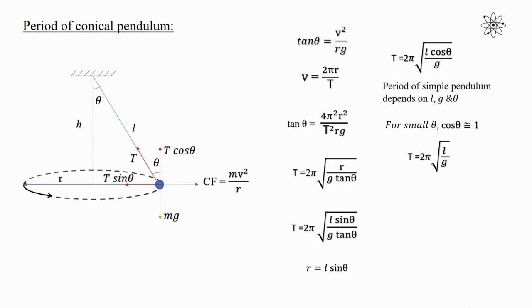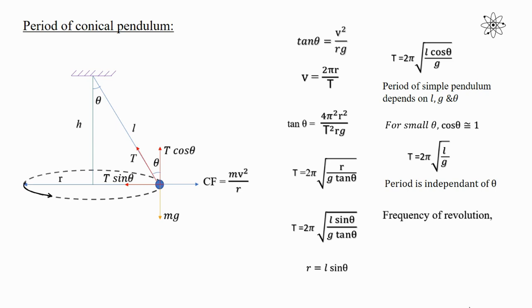So as you can see, students, in the given formula, there is no theta. From this, we can see that the period is independent of theta. So the period of a pendulum is independent of theta only when theta is very small.